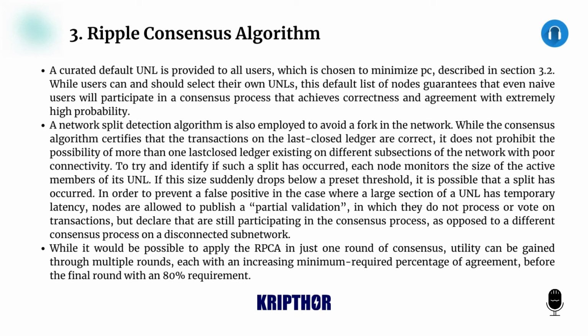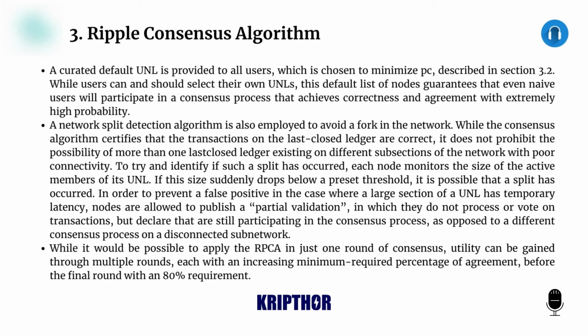While the consensus algorithm certifies that the transactions on the last closed ledger are correct, it does not prohibit the possibility of more than one last closed ledger existing on different subsections of the network with poor connectivity. To try and identify if such a split has occurred, each node monitors the size of the active members of its UNL. If this size suddenly drops below a preset threshold, it is possible that a split has occurred.